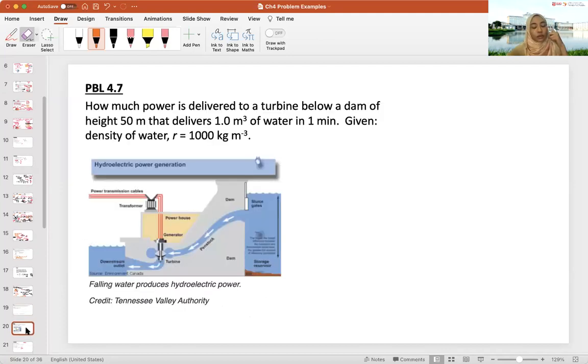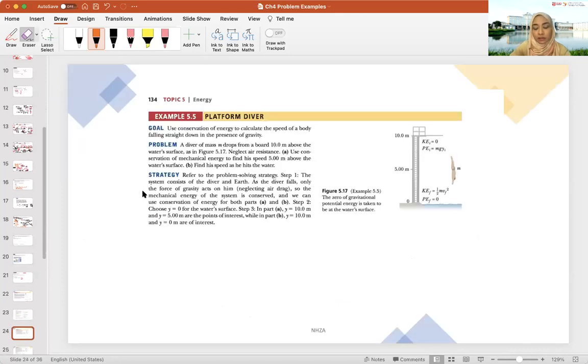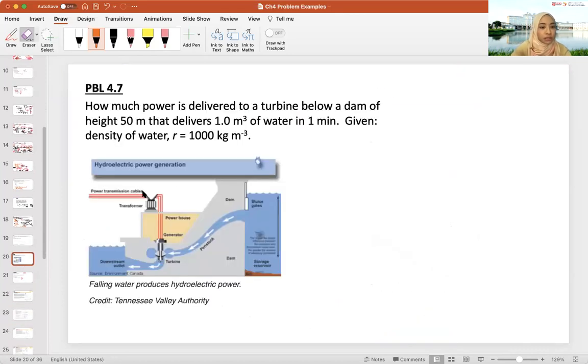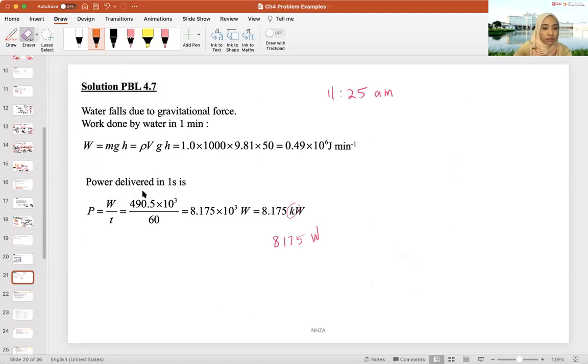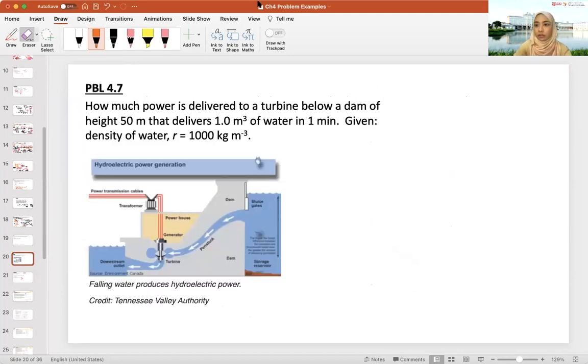All right, so next question. This is the last one from our PBL, from our module. And then we will go for our textbook examples because I believe chapter 4 needs a lot of explanation. We will go for that as well later on. So let's do the last one from our textbook.